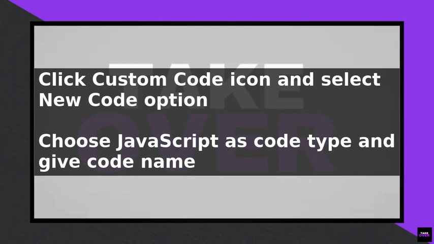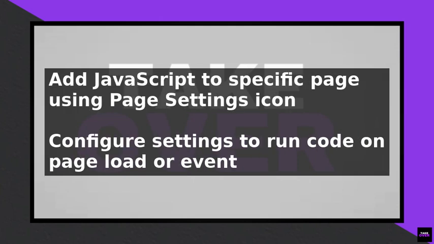Best practices for adding JavaScript to a Wix website include keeping your code organized and concise, using descriptive variable names, and testing your code thoroughly to ensure it works as expected. You should also be mindful of Wix's terms of service and ensure that your JavaScript code complies with their policies.